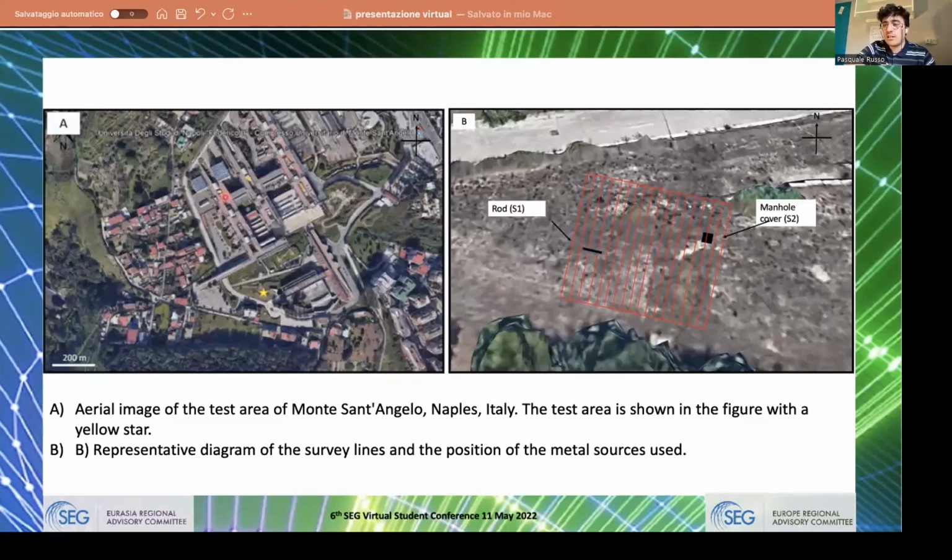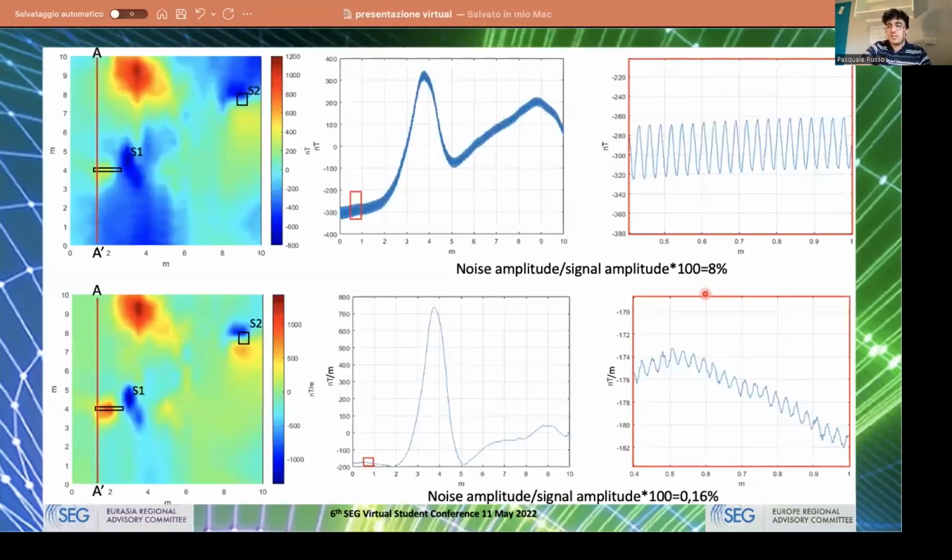The first test was carried out on the Monte Sant'Angelo campus of the University of Naples, with the aim of detecting the magnetic anomalies generated by known ferrous objects placed in known positions in the survey area. We made the measurement over an area of 10 by 10 square meters with a spacing between profiles of 50 centimeters. Observing the total field map and the vertical gradient map, both from unfiltered data, it's clear that it's easier to identify the two metallic sources on the gradient map.